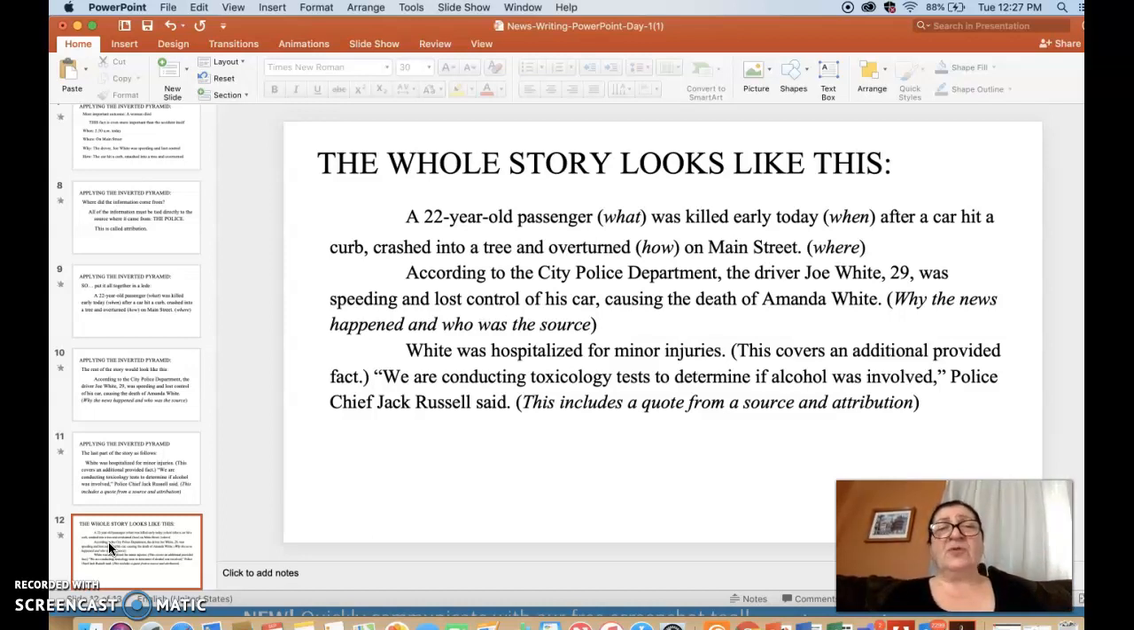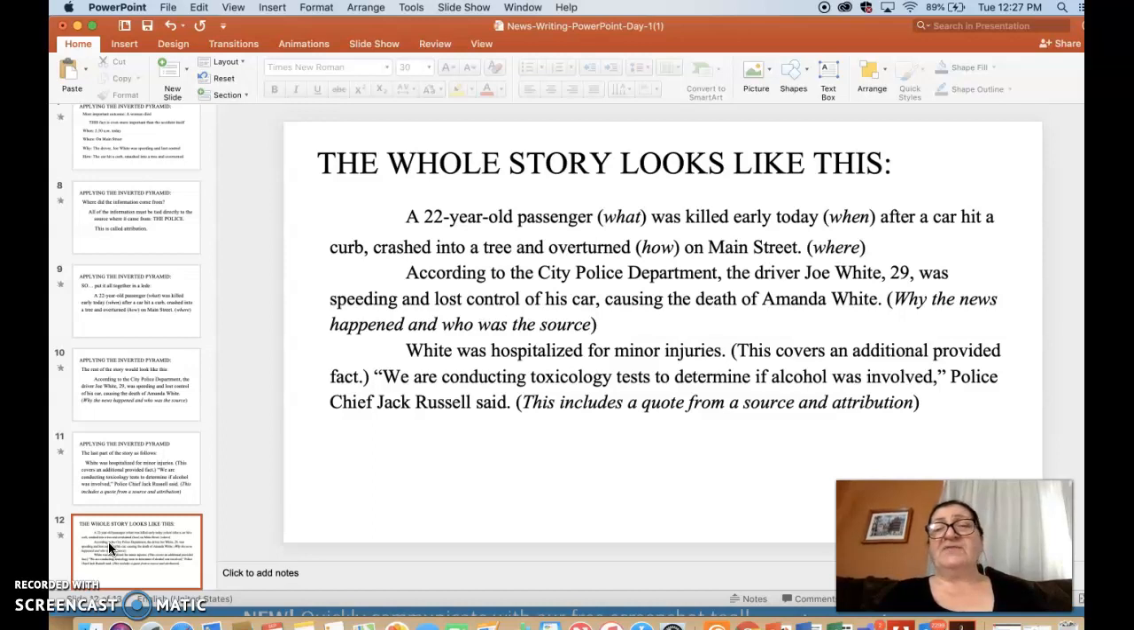So here's the whole story. A 22-year-old passenger was killed early today after a car hit a curb, crashed into a tree, and overturned on Main Street. According to the city police department, the driver, Joe White, 29, was speeding and lost control of his car, causing the death of Amanda White. Why the news happened and who was the source is here. And we don't say killing because killing would mean intentional. Causing the death is that inadvertently it was an accident. So by choosing the right word, you're avoiding putting guilt, accusation on the person, in this case, Joe White.